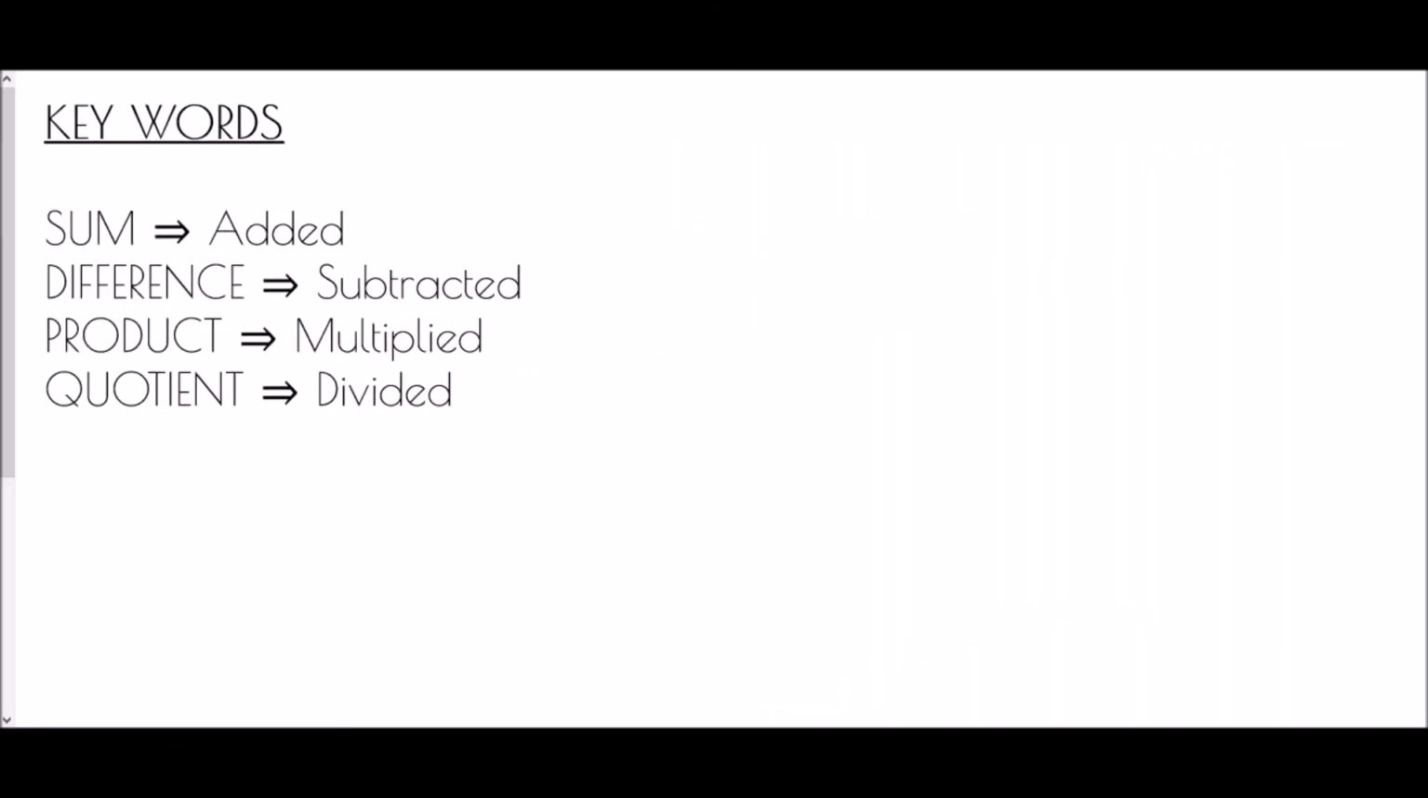Just before we get into the concept of algebraic proof, I just want to go through some keywords which will crop up throughout different questions on this. If you are asked for the sum, that means that things are added. If it is the difference, it means they have been subtracted. The product means they have been multiplied, and the quotient means that they have been divided.